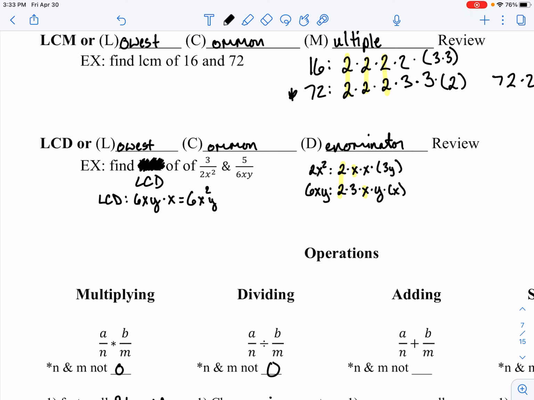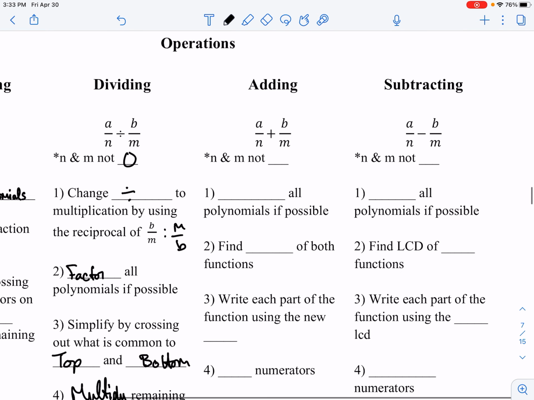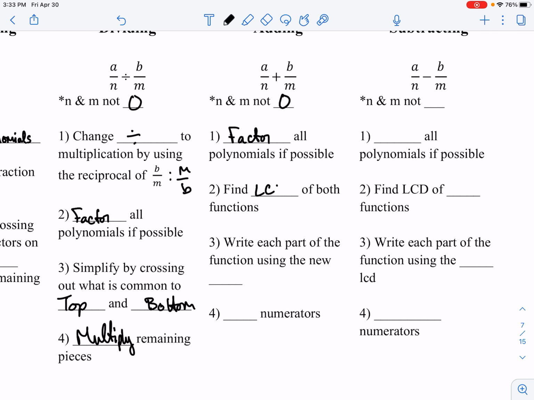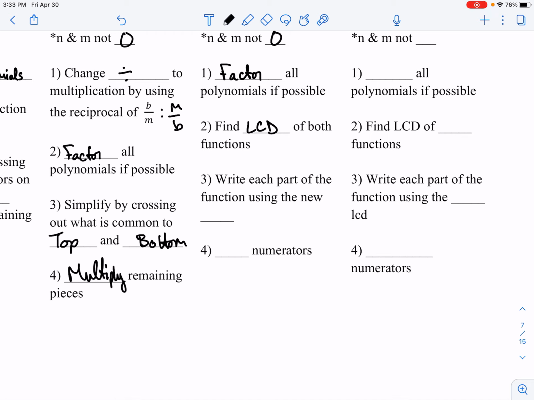Now, what you can do, well, we'll do an example. Remember, n and m are still not 0. You still want to factor every polynomial if possible. You want to find the LCD of both functions. Write each part of the new function using your LCD, and then you want to add your numerators together.